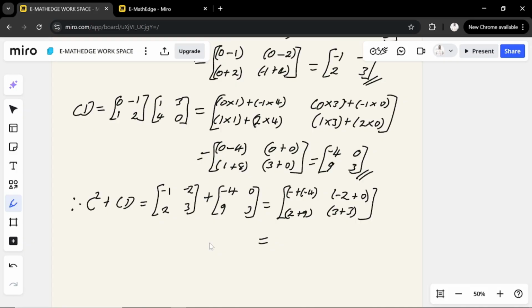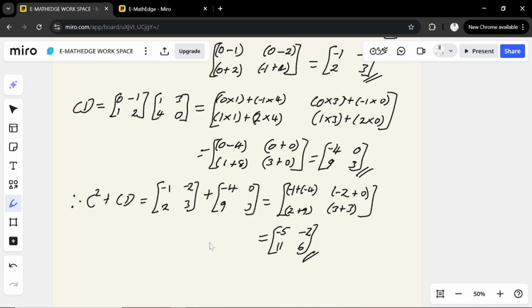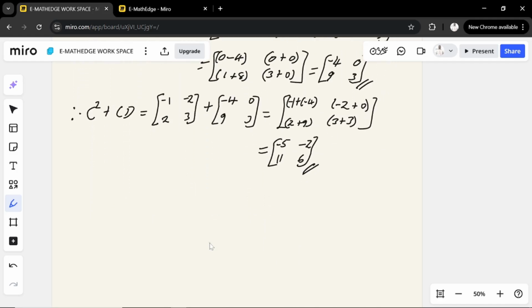So to simplify this further, we are going to have, now this is negative 1 adding up to negative 4. And positive and negative is going to result to negative. So that's to say we have negative 1, negative 4 here. And negative 1 subtracting negative 4 is going to give us negative 5. Negative 2 plus 0 is going to give us negative 2. And 2 plus 9 is going to give us 11. 3 plus 3 is going to give us 6. So this is the final matrix for C square plus CD.